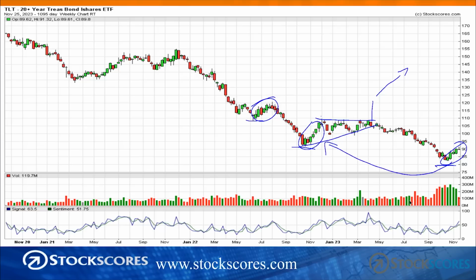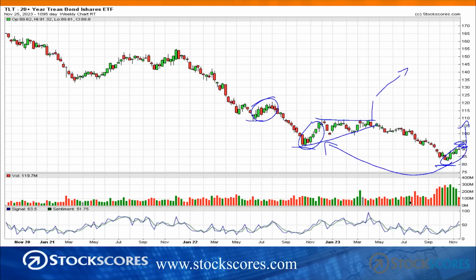And now if we can build a rising bottom and then break up from a rising bottom, that'll mean that the bond market is predicting that interest rates are going to go down, and that's going to filter through to the stock market and make the stock market a better place to be.